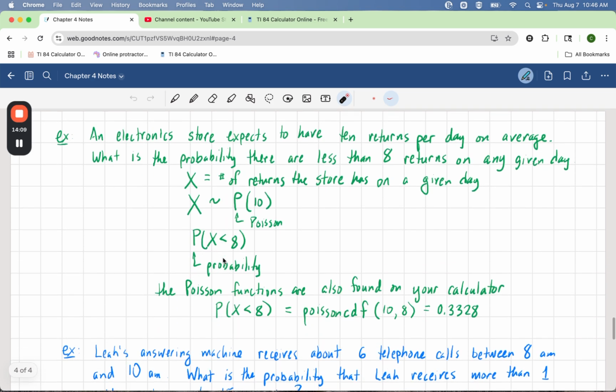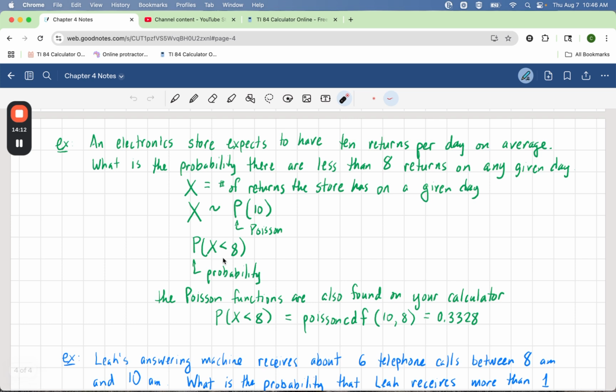An electronics store expects to have 10 returns per day on average. What is the probability there are less than 8 returns on any given day? All right, if x is the number of returns the store has on a given day, then x is Poisson with a mean of 10. So probability less than 8 returns. You know, I think I probably made a mistake here, because Poisson CDF is going to give you up to and including a number. So I'm going to have to fix this for your notes.